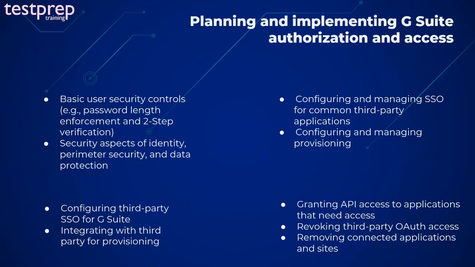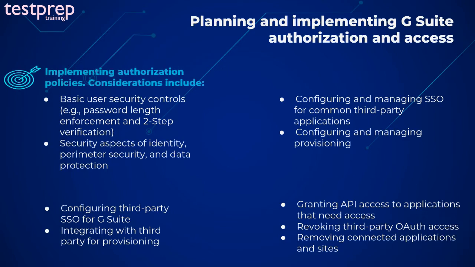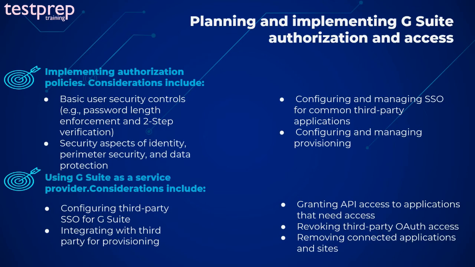First, planning and implementing G Suite authorization and access. Number 1, implementing authorization policies. Considerations include 1. Basic user security controls, for example, password length enforcement and two-step verification. 2. Security aspects of identity, perimeter security, and data protection. Number 2, using G Suite as a service provider. Considerations include 1. Configuring third-party SSO for G Suite. 2. Integrating with third-party for provisioning.